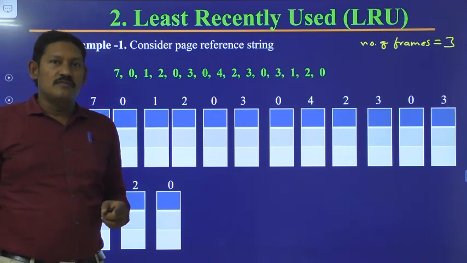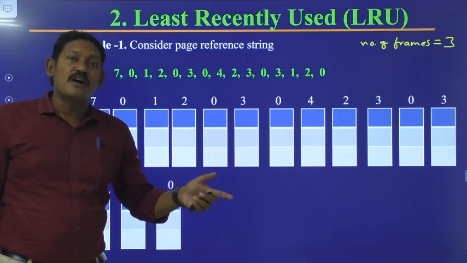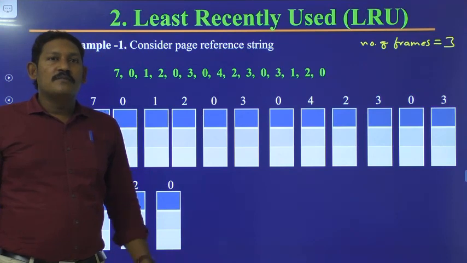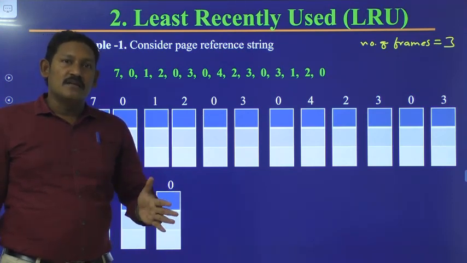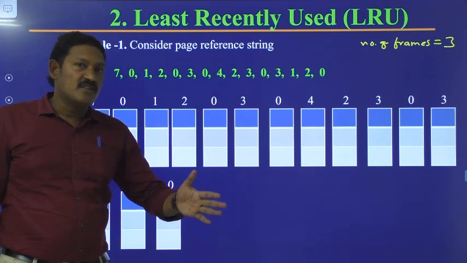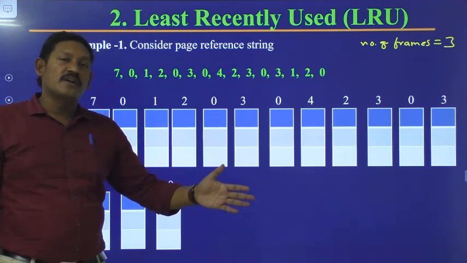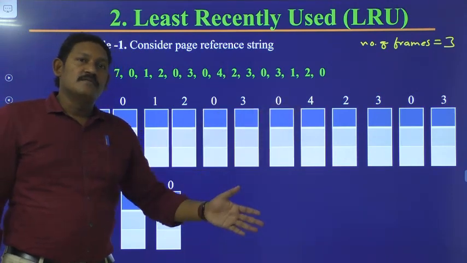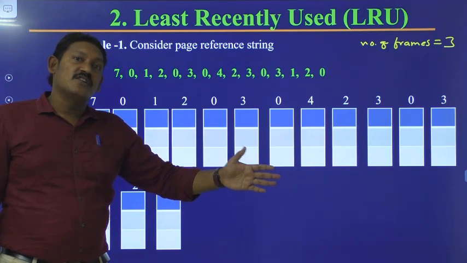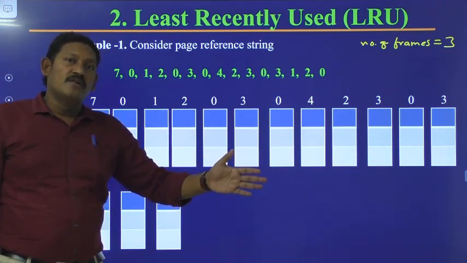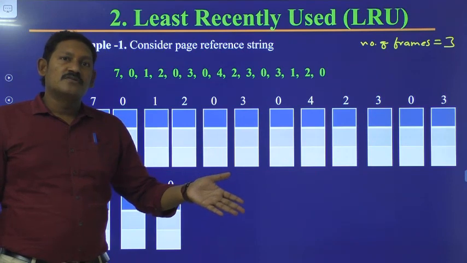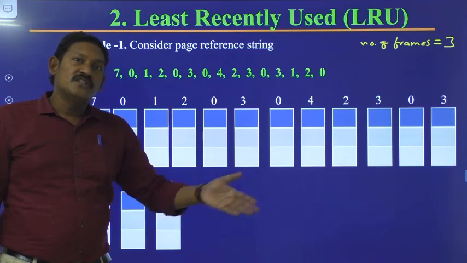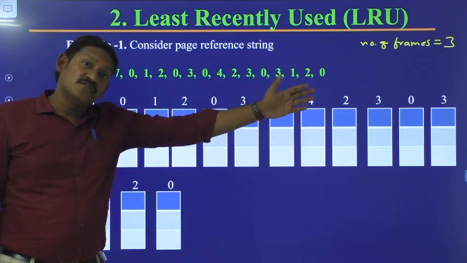Recently used means, you know, recently what movie you have watched, means what is your last movie. What are your last 2 movies you will tell. Yesterday you have watched one movie, that is your recent movie. The day before yesterday you might have watched another movie, that is your second most recent. Before that you might have watched one more movie, that is your last 3 movies. Out of these 3, least recently used is the first one.